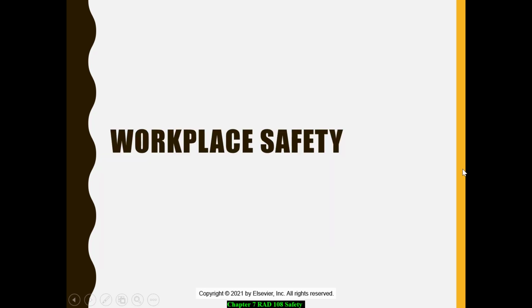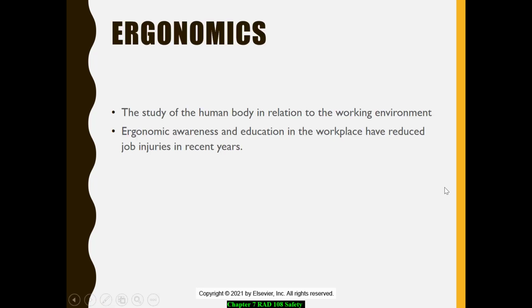Okay, now the second half of this chapter talks about workplace safety. In this section is where you get into the ergonomics. This is how we move our body safely in regards to that working environment so that we don't injure ourselves or a patient.